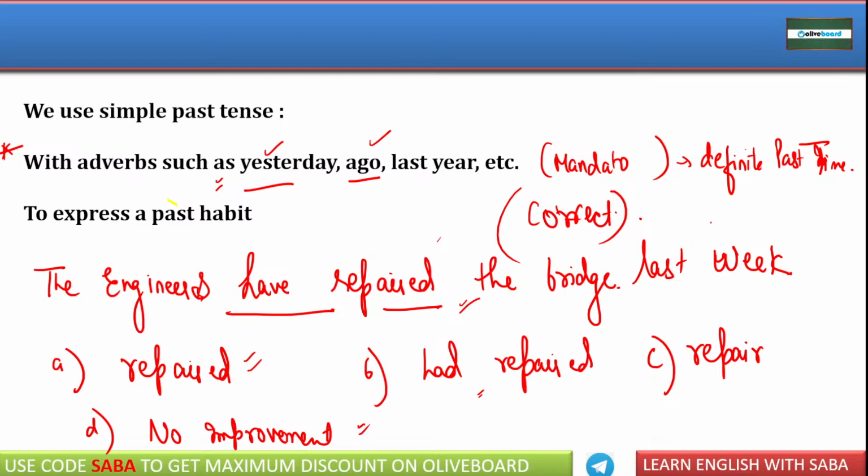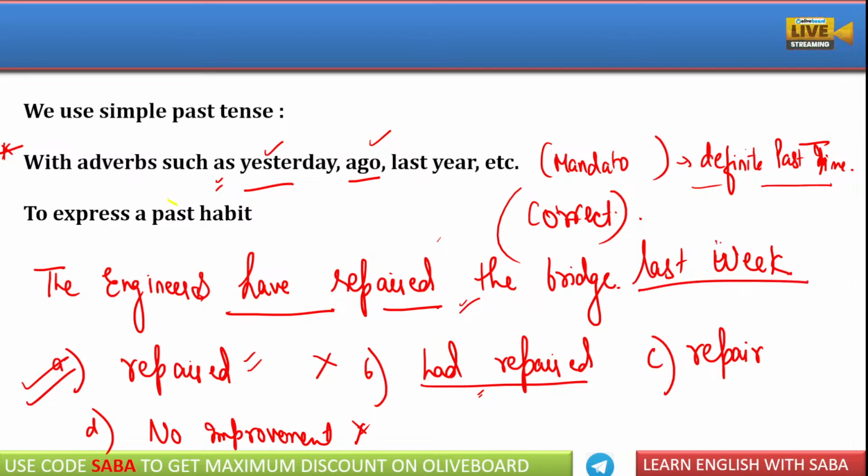I'm telling you that whenever we have definite past time, whether it is last year, last week, yesterday, last month, any definite past time, we need only past indefinite tense. Is this past indefinite? So we can use only option A here. The rest will all be incorrect because last week is given. So when last week is given, we need only past indefinite tense, no past perfect, no other tenses. Okay, so this is the exact usage of past indefinite tense.